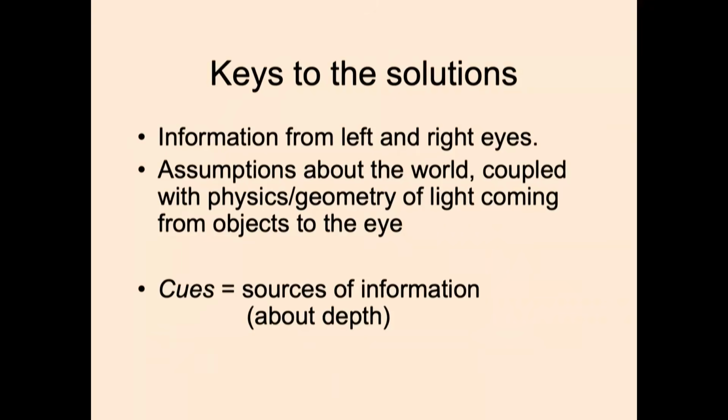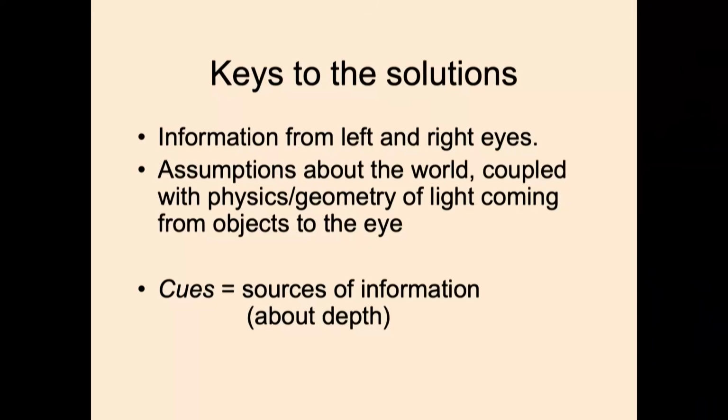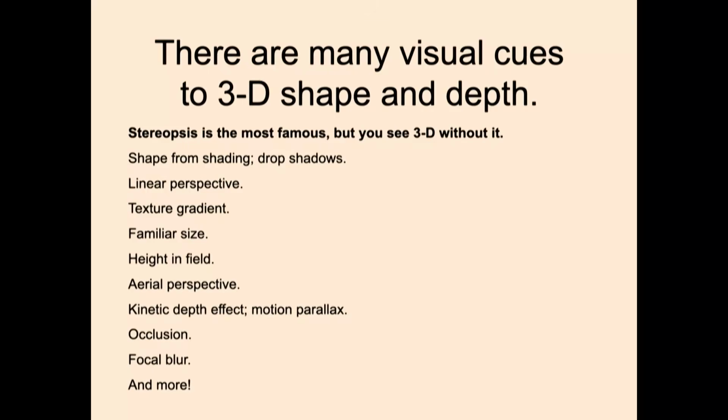So we do take advantage of the fact that we have two eyes, and we'll talk about that shortly. But what we talked about last time and what we'll finish today are other ways in which we recover depth, typically leveraging assumptions about the world that often are coupled with knowledge of the physics and geometry of the way that light interacts with objects to form images. And so we talked a lot about cues. There are lots of different visual cues to 3D shape and depth.